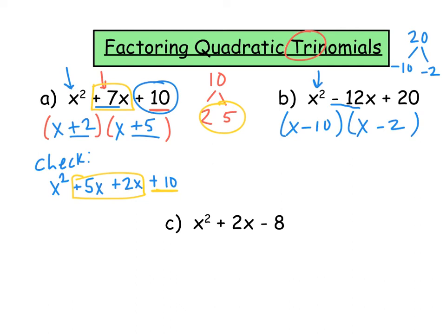Right, negative 10 times negative 2 is going to get you the positive 20. And the negative 10x minus 2x is going to give you the negative 12x. Okay, so you do need to watch for negatives, and sometimes it's one of each and all that good stuff. So let's do one more.